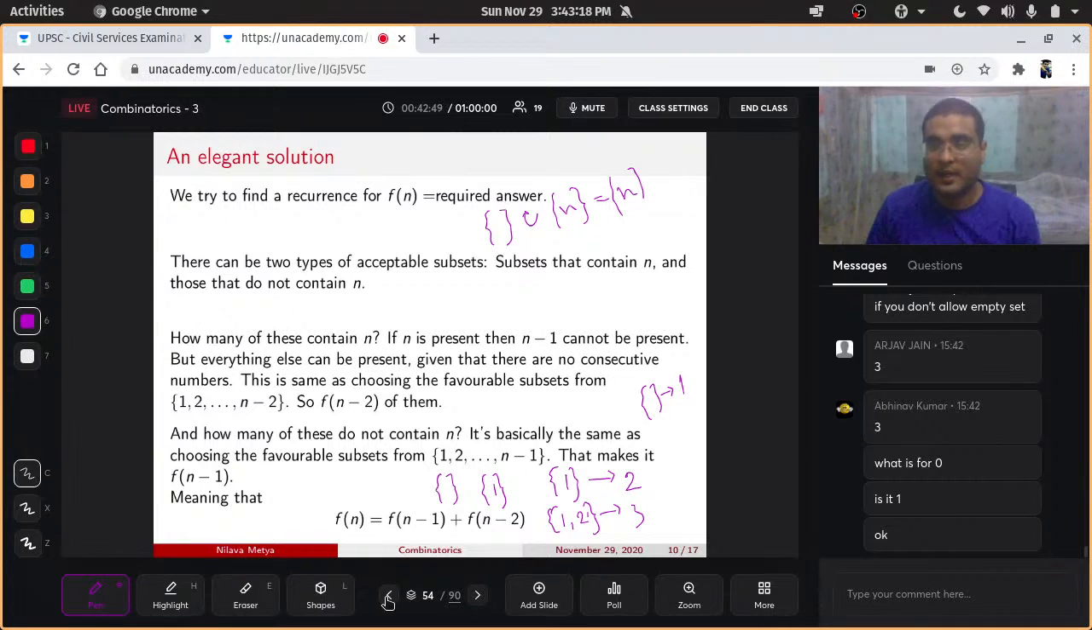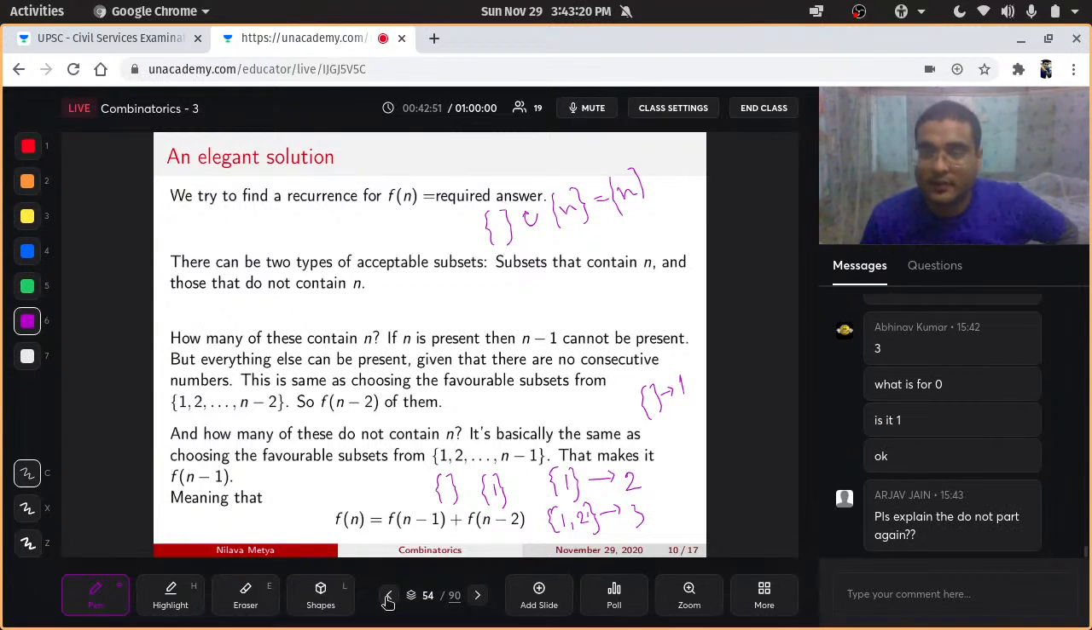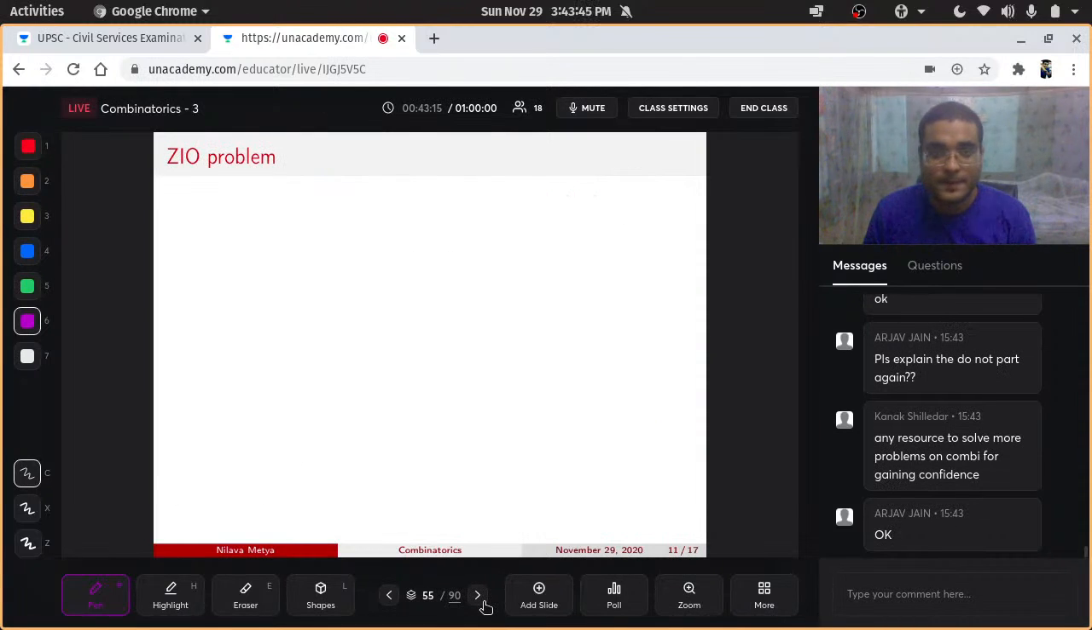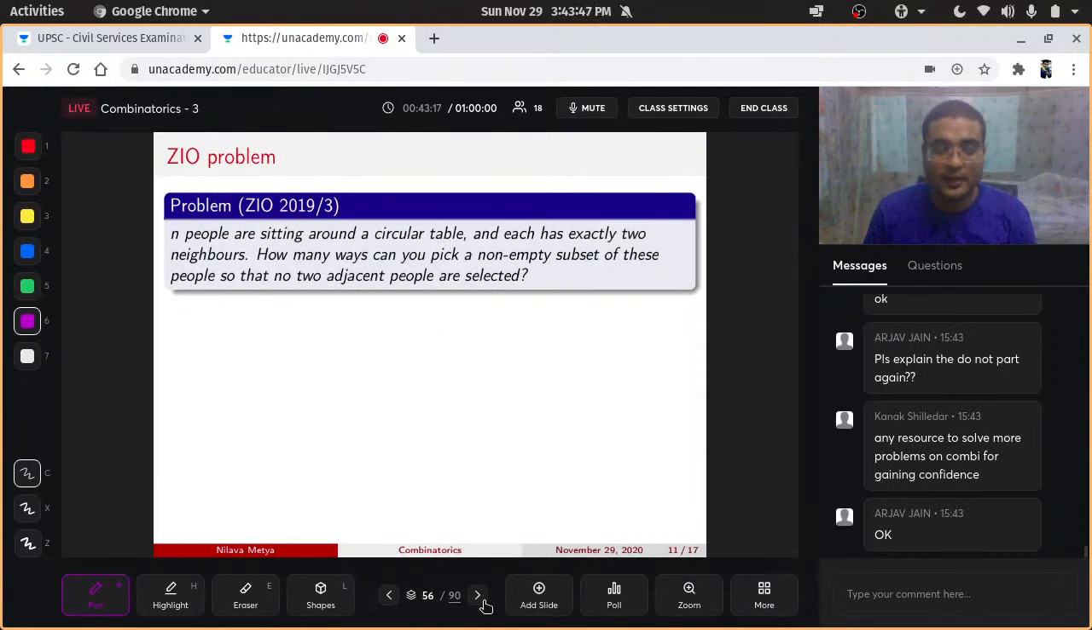So you guys are spotting some errors. If it does not contain n, I just ignore n. So I'm just looking at 1 through n minus 1, and I'm looking at all the good subsets from 1 through n minus 1. I will give resources at the end.